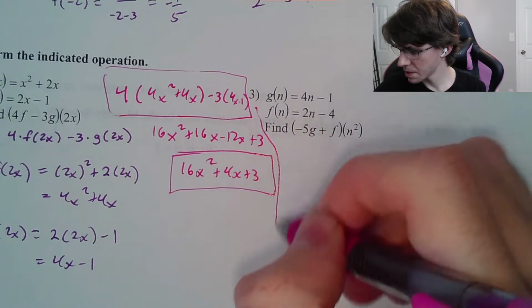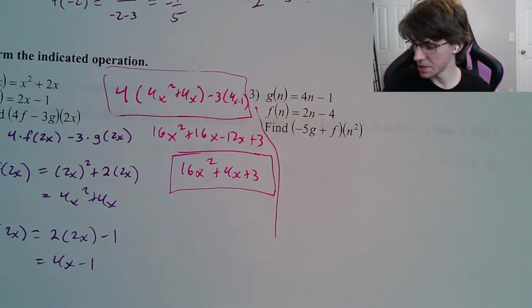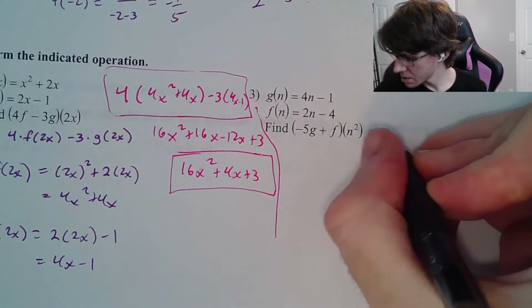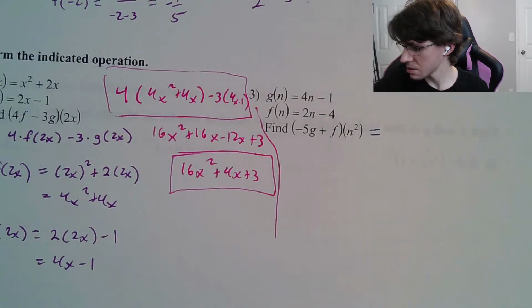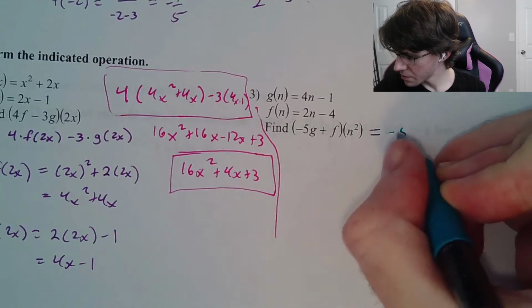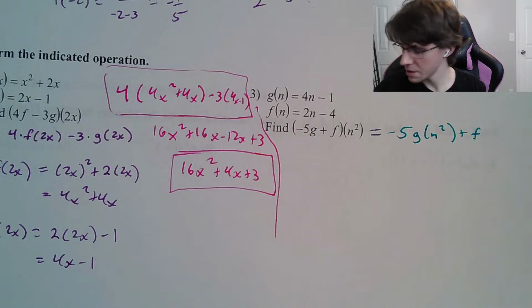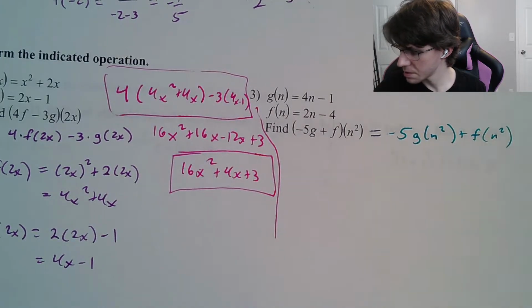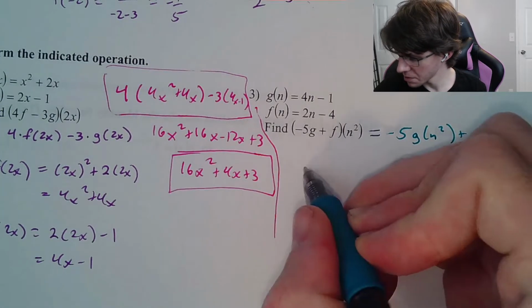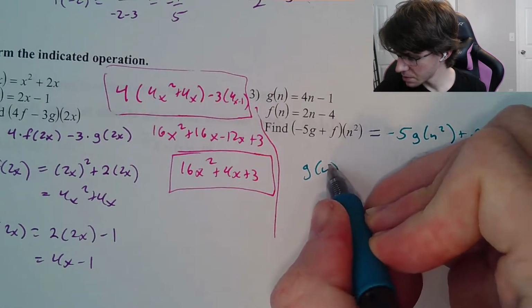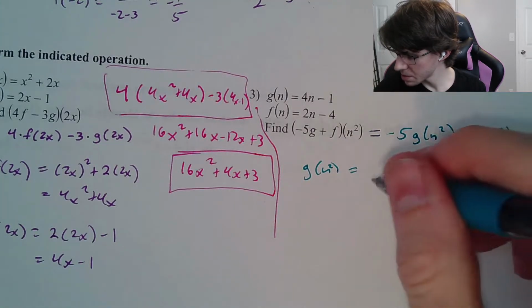Nice. Question number 3, same exact idea. We are going to have to start with what is similar to our distributive property, and that pen is no good. Let's try this one. So we have negative 5 multiplied by g of n squared plus f of n squared. So we will need to find g of n squared and f of n squared before we start the final answer there. So g of n squared, oops, forgot the squared on there, means that this n is going to be replaced with an n squared.